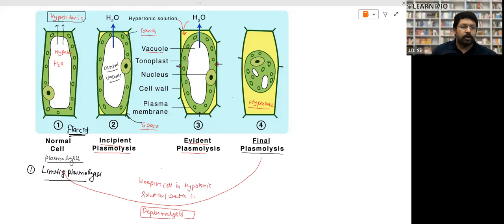So the same thing: what is incipient plasmolysis? In incipient plasmolysis, only the protoplasm will leave the cell wall at only the corner. That's it. But it will remain connected, and the water will be stored there, only at the corner. But in evident plasmolysis, it will leave all the points except very few points. That is the difference between incipient and evident. Clear?